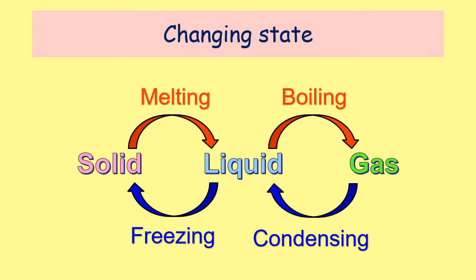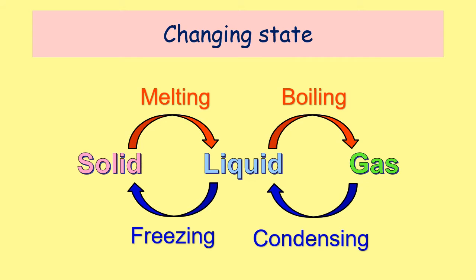When we put it all together, this is what we need to remember. A solid turning into a liquid is called melting. A liquid turning into a gas is called boiling. And those two arrows are in orange there to show that we are putting heat energy in. We are heating it up in order to do that.